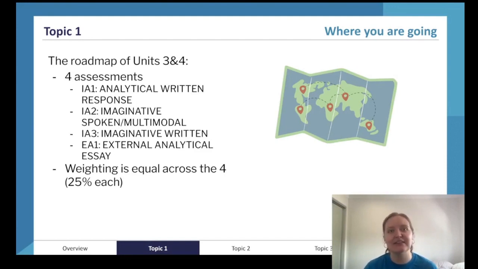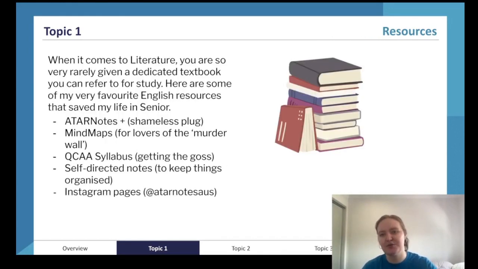And something nice about literature, being an English-based subject, is that it is equally weighted across the 4 assessments. So you'll be gaining 25% of your final mark for each. This is unlike maths and science subjects where your final piece is worth 50%. This is just nicely equally weighted across the 4.